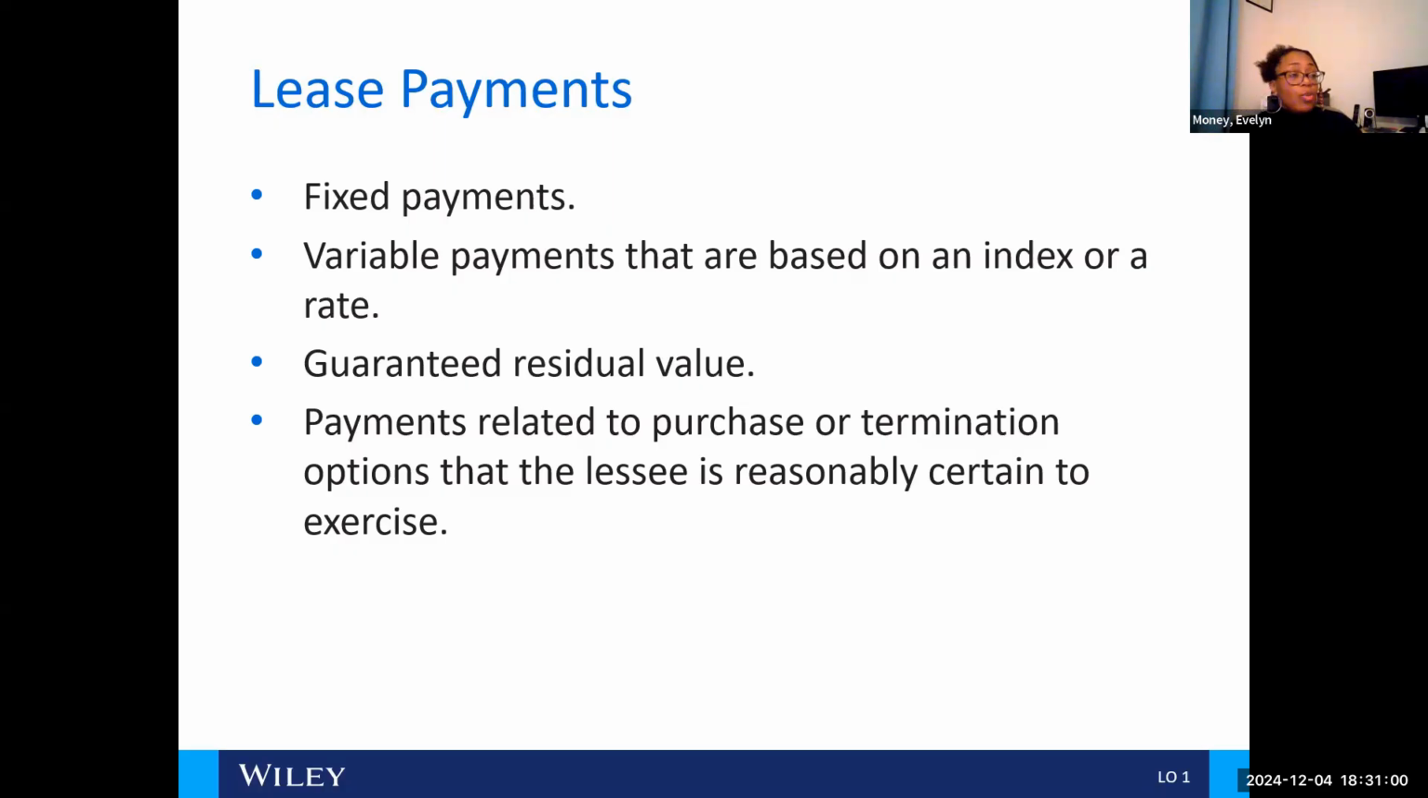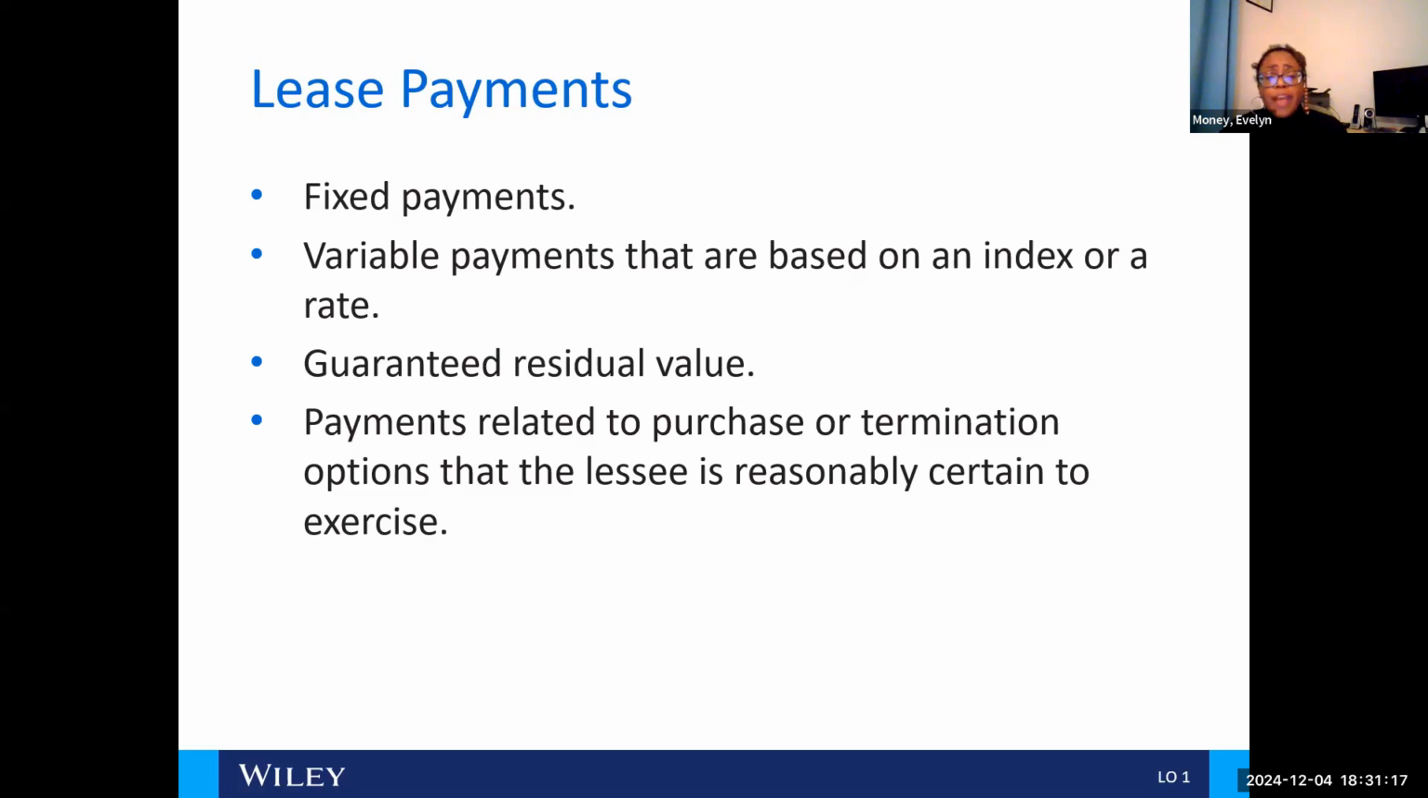Lease payments include the rental amount, and again, that could be annual or monthly. Sometimes the rental amounts can be fixed payments, sometimes they can be variable payments. It also includes any guaranteed residual value.